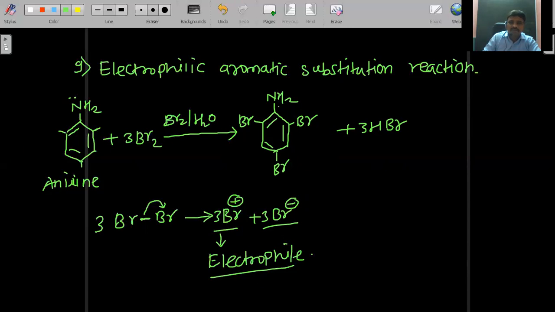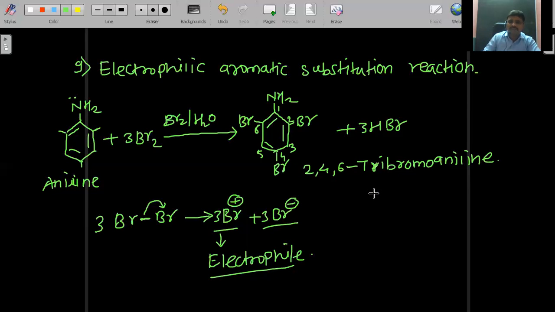So this is the functional group NH2, 1, 2, 3, 4, 5, 6. So the name is 2, comma 4, comma 6, means at second position, at fourth position, and at sixth position three bromine groups are attached. 2, comma 4, comma 6, tribromo. Okay, and the original compound is aniline. So the name is 2,4,6 tribromoaniline.